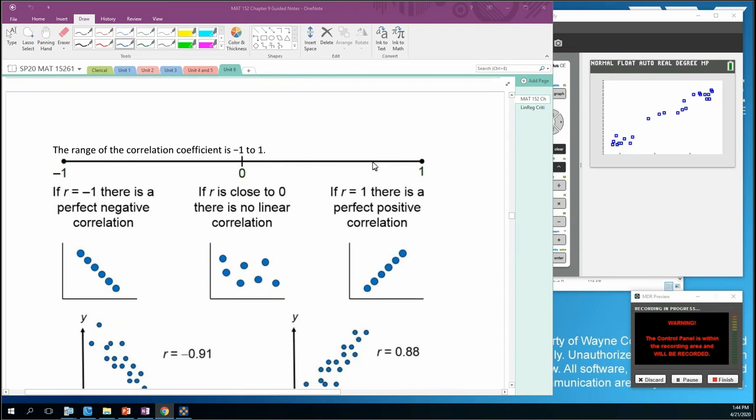So r goes from negative 1 to positive 1 inclusively. If r is negative 1, there's a perfect negative correlation. If it's positive 1, there's a perfect positive correlation. If r is exactly negative or positive 1, the statistician in me would say, hey, that's a cause for concern. That shouldn't be.